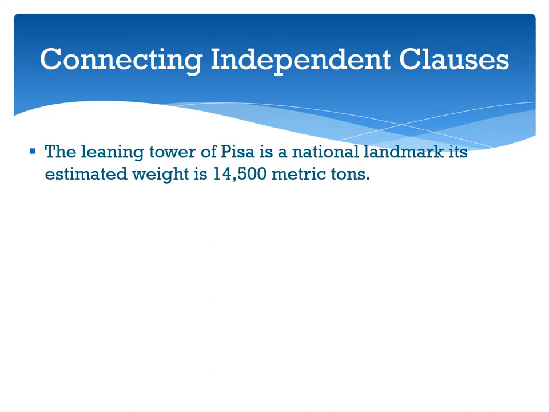Get some other examples here. All right, so we have two independent clauses. These are a little more complicated than Spot run sentences. We have the Leaning Tower of Pisa is a national landmark, and we have another independent clause. Its estimated weight is 14,500 metric tons. Now, the problem with this sentence, as it is, is that it's a run-on. This is where we have two or more independent clauses with nothing to separate them or connect them.